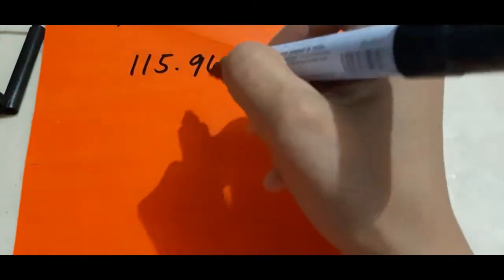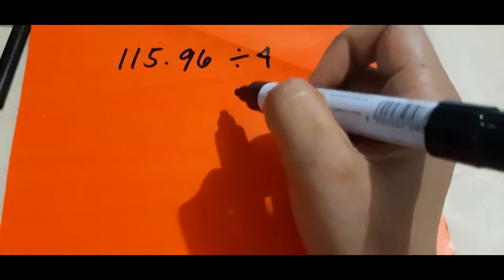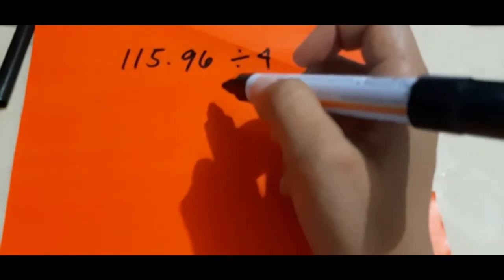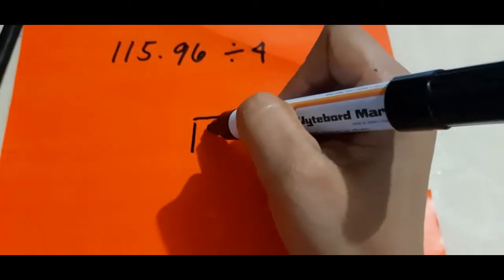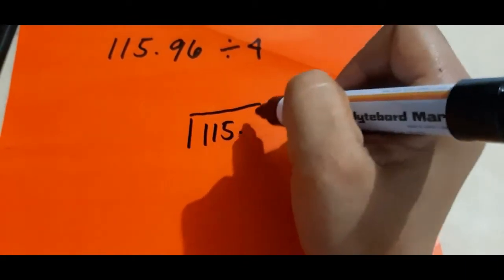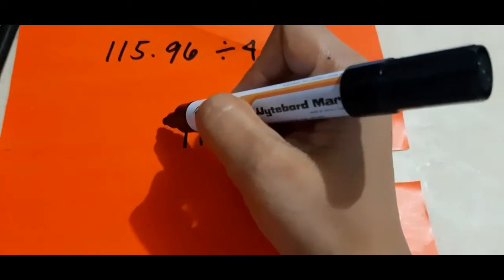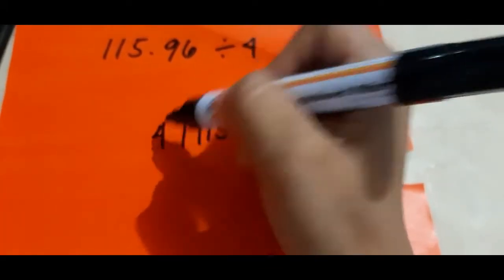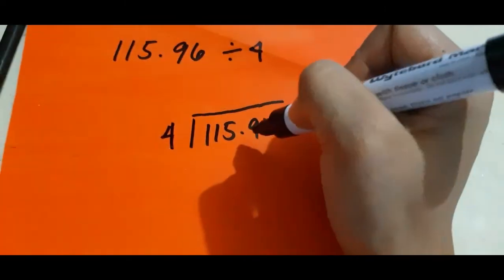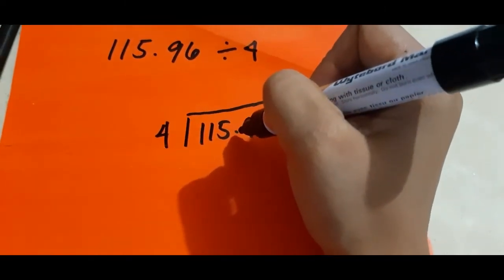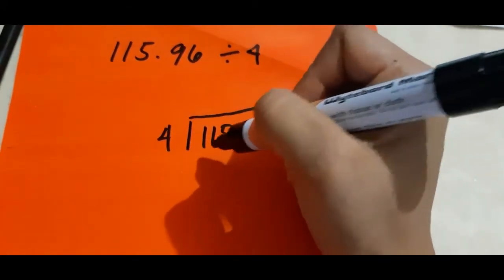Okay, to solve, let's place 115.96 inside the long division symbol. Then 4, place it outside. Since 4 is already a whole number, there's no need for you to move the decimal point just to make it a whole number. So let's divide.